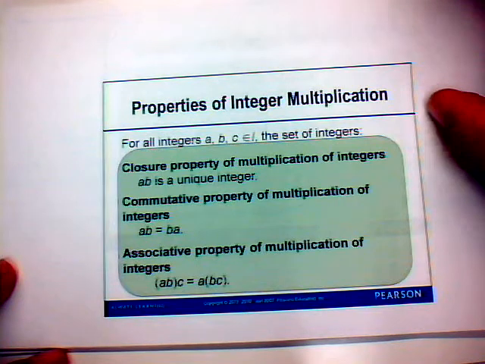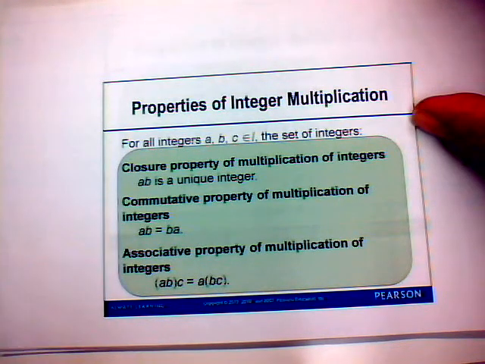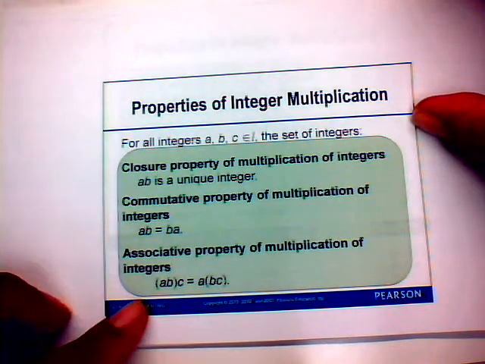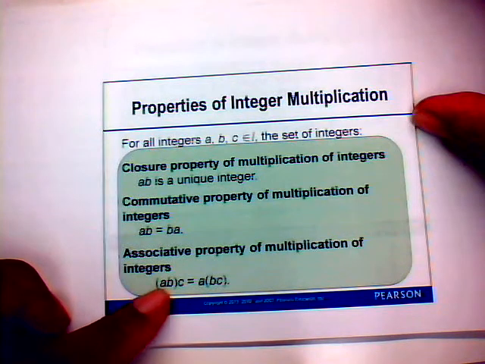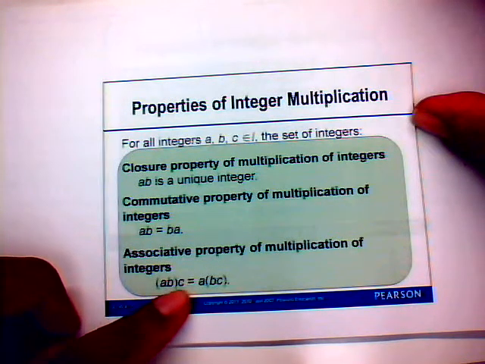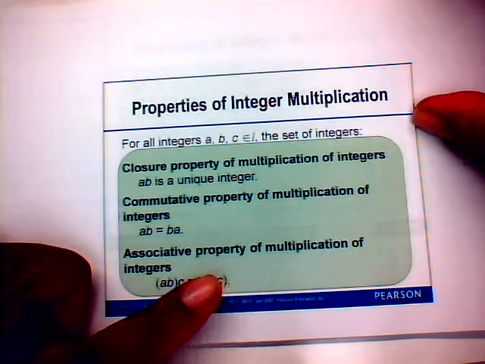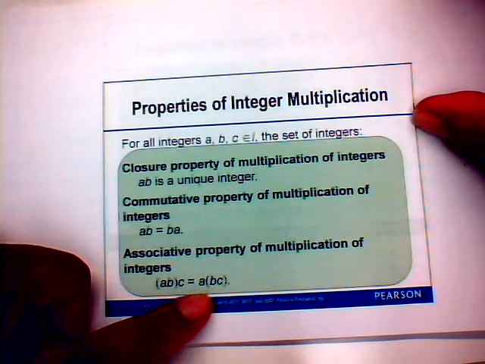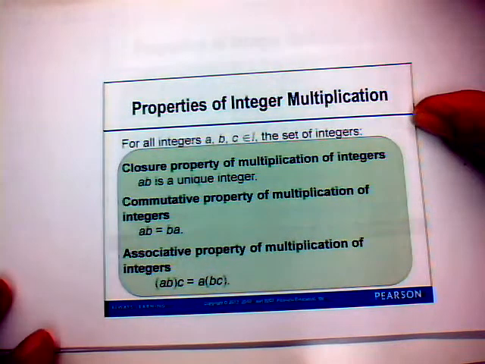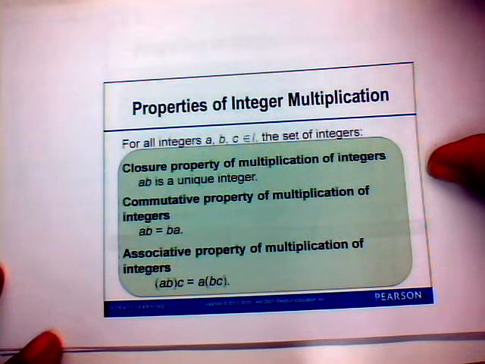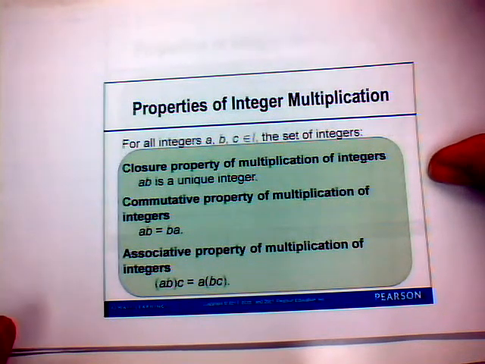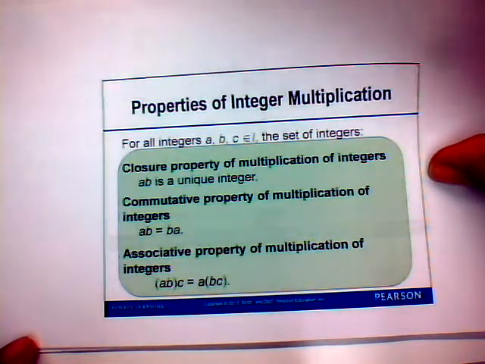The associative property of multiplication of integers means that the grouping does not change the answer. I can group a and b together, multiply those, and then multiply the product by c. That's the same as grouping b and c together, multiplying them, and then multiplying that result by a. That's the associative property of multiplication. The grouping of the numbers does not change the product.